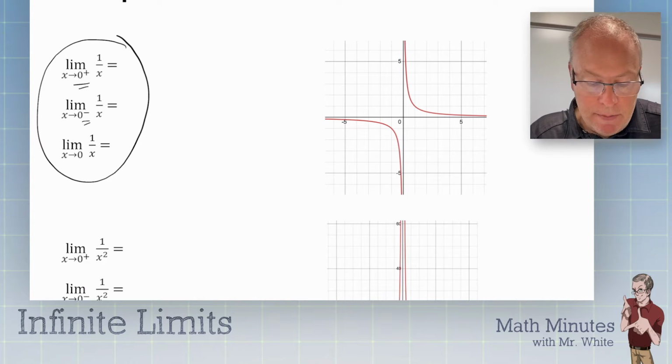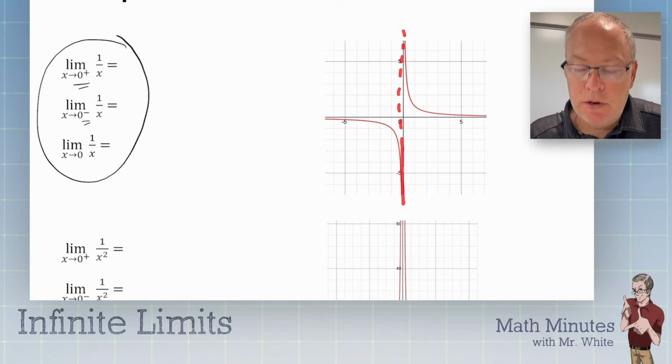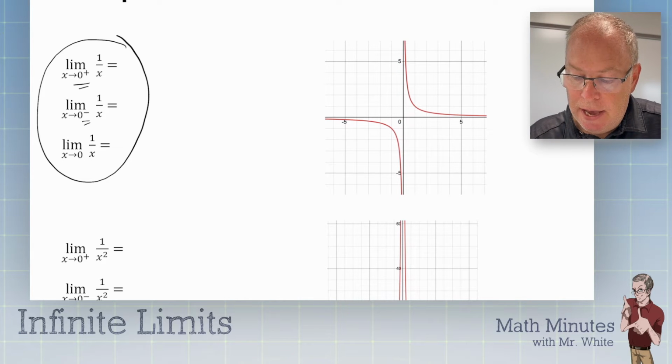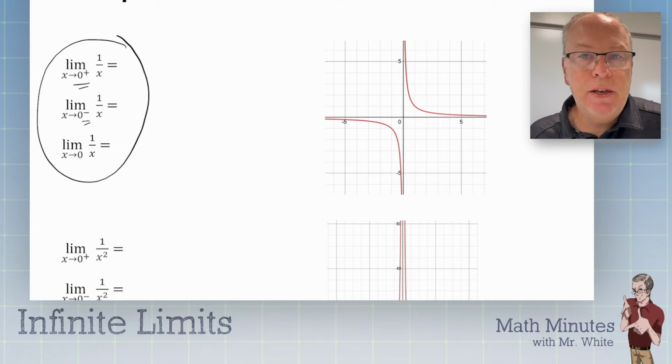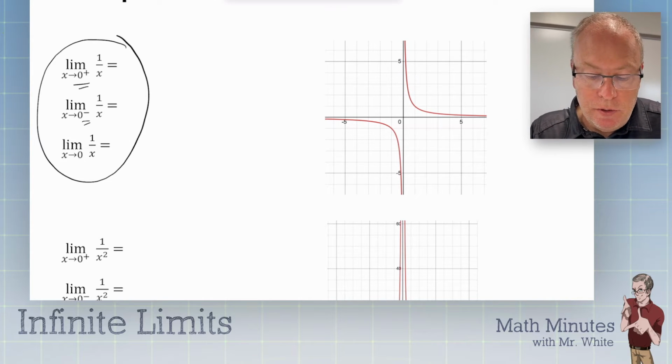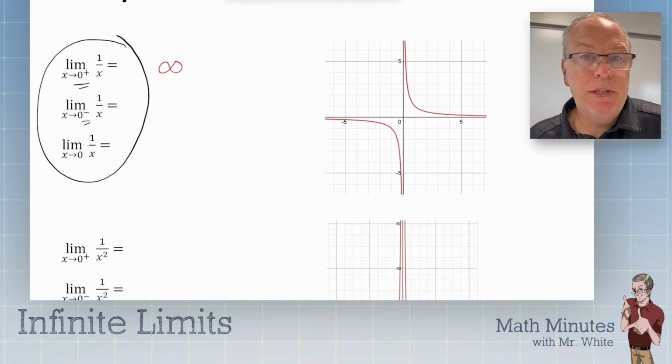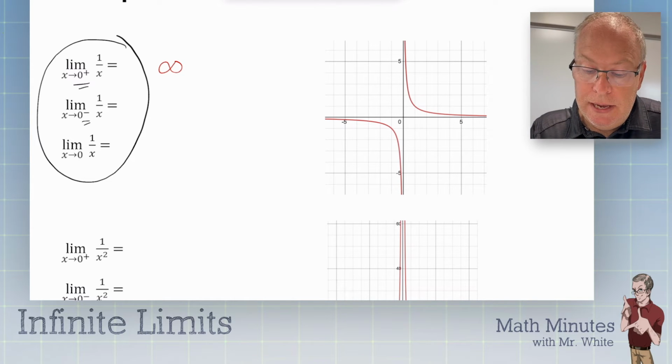As we're coming from the right, that's what this plus sign means. As we get close to 0, here's x equals 0, what is this function doing as we travel backwards on this roller coaster? As we come from the right, look at that. It's going practically vertical. So the answer here would be infinity. The limit as we approach 0 from the right would be infinity.